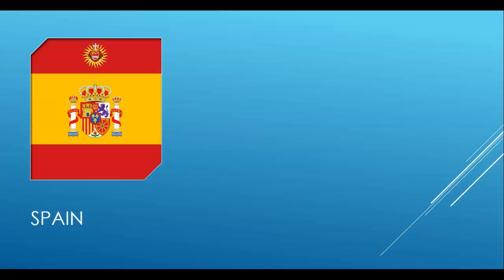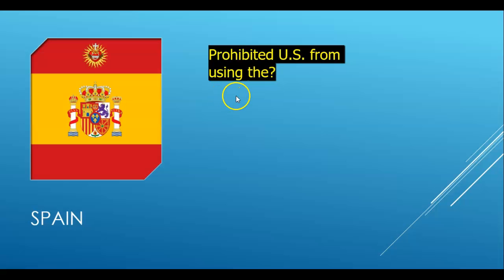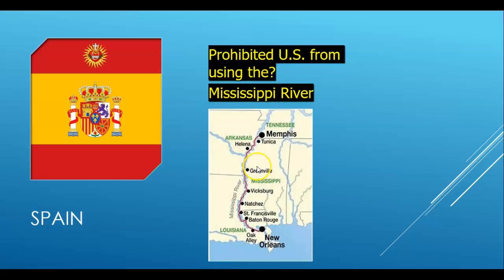The last thing is we have problems with Spain. So this is the Spanish flag here. And they were prohibiting the United States from using the Mississippi River all the way down to the bottom, down here to New Orleans. Remember, basically, the line would cut right through about here, and everything south of it was claimed by Spain. Southern Mississippi, Alabama, all of Florida, this whole area over here.